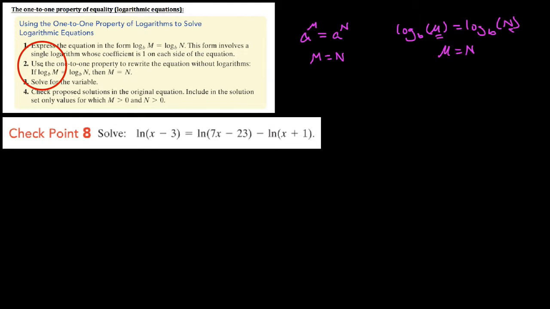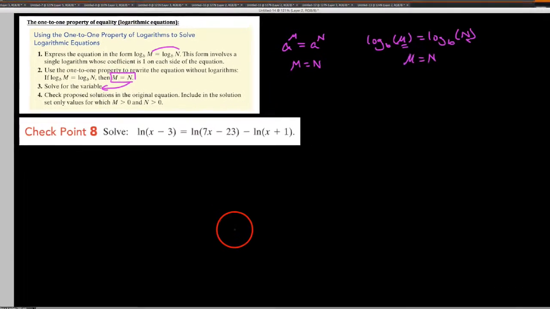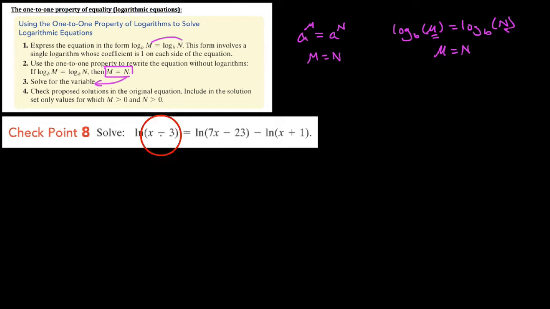So what this says is, if it's a situation where this applies, we can express the equation in this form, log base b of M equals log base b of N, where two logs are equal with the same bases. And then we can make the statement that it must be true that M is equal to N. At that point, we could solve for whatever the variable is. And the number 4 here says we definitely want to check for the proposed solution. So let's take a look at this equation and see how we could use the one-to-one property to solve it.